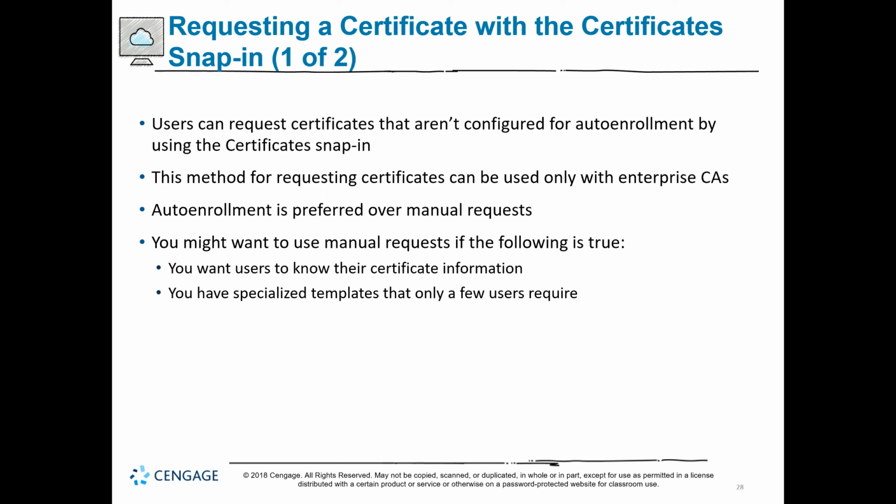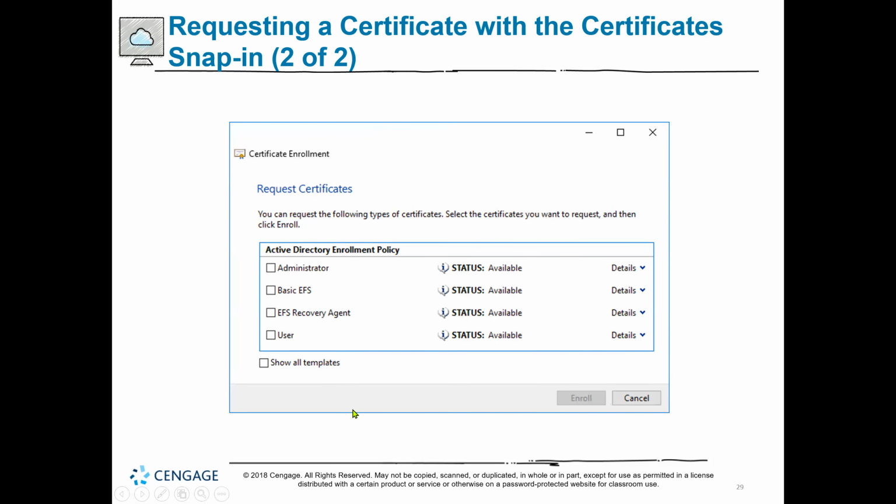You might want to use manual requests if the following is true. You want users to know their certificate information, or you have specialized templates that only a few users require. So here's your example for request certificates. And then you have, on this one, your options there.